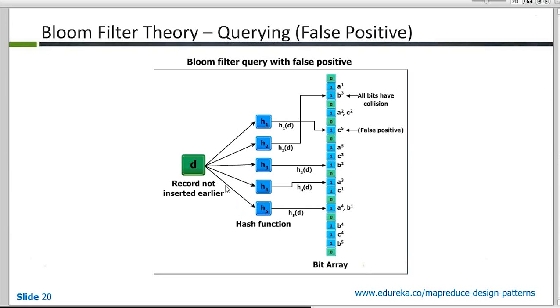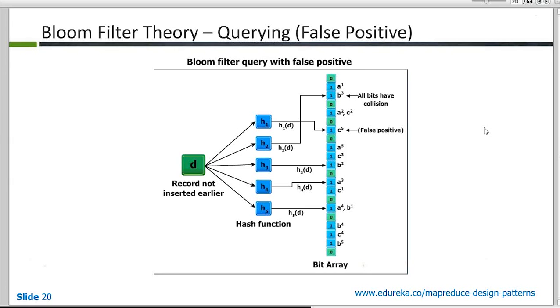Now we see another condition, that's about false positive, and here the D was not inserted earlier. So again, as you can see, H1 hashes it to some place, and it sees that okay, there is a 1 over here. H2 hashes it, it sees okay, there is a 1 here, even though D was not inserted because there was some other value inserted. So this value is 1. H3 is again hashing it to this place, H4 is hashing it to this place, H5 is hashing it to this place.